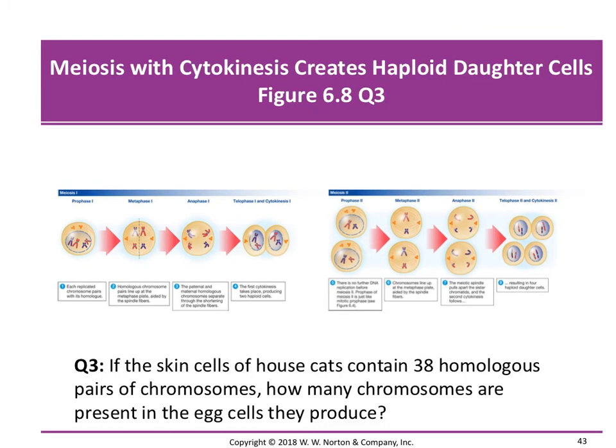Now we're on to the next. Meiosis with cytokinesis creates haploid daughter cells again. Question 3. The skin cells of a house cat contain 38 homologous pairs of chromosomes. How many chromosomes are present in the egg cells they produce? And that's 38. They are not homologous. They are 38 chromosomes individually, instead of, in a diploid cell, homologous pairs.